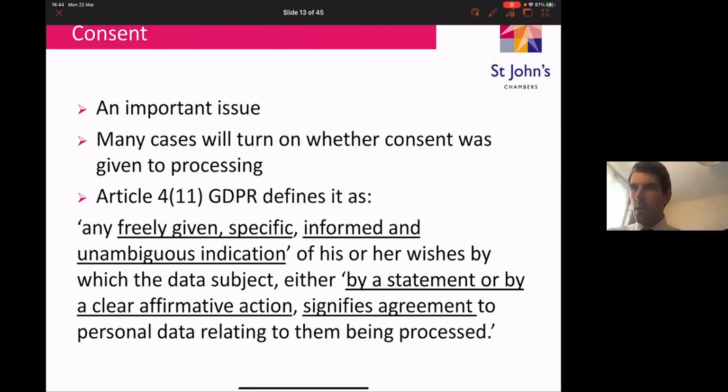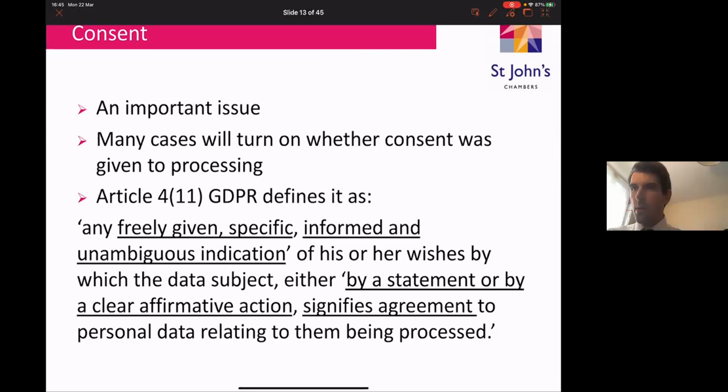Consent really is an important issue. Many cases will turn on it and whether it was given in respect of the processing of the data by the data subject. Again, I think it's important to go back to basics here. What does the GDPR say it is? And it's defined by Article 4(11) as any freely given, specific, informed, and unambiguous indication by the data subject, either by a statement or by clear affirmative action, which signifies agreement to personal data being processed.